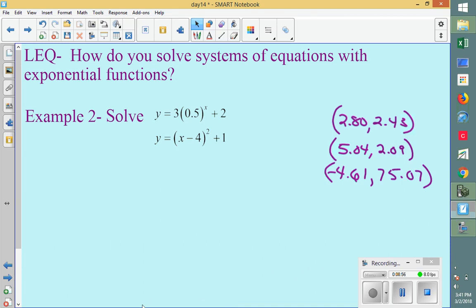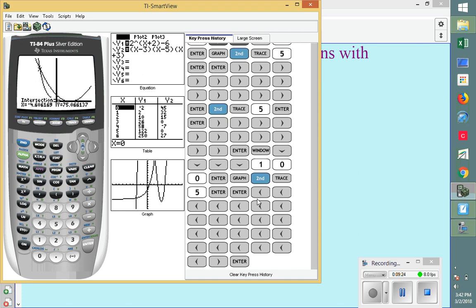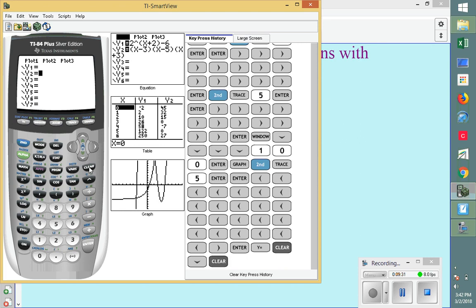Okay, so let's look at our last example for today. So go ahead and copy that into your notebook, type that into your calculator. Okay, so now I know what the equation is. I'm going to go ahead and type that in. Go to y equals, clear that, clear that.